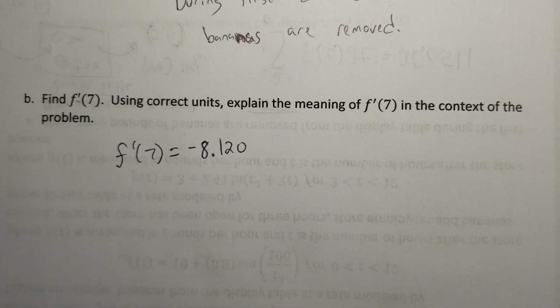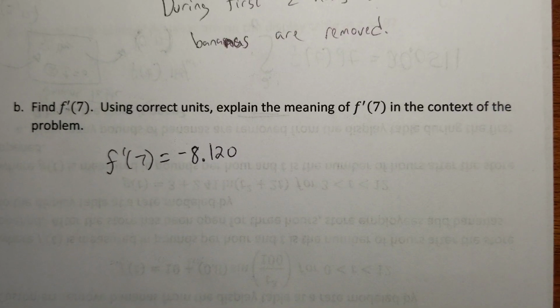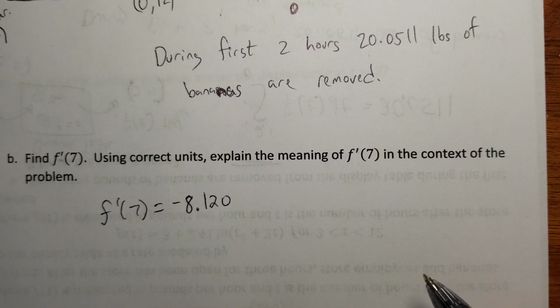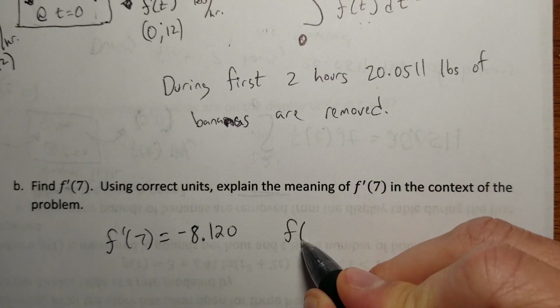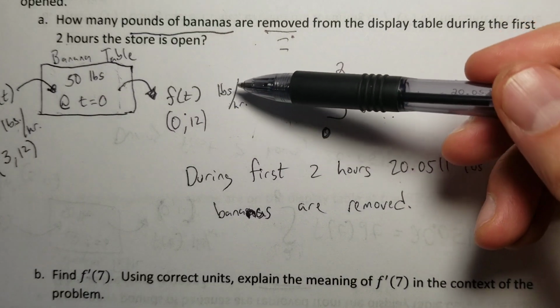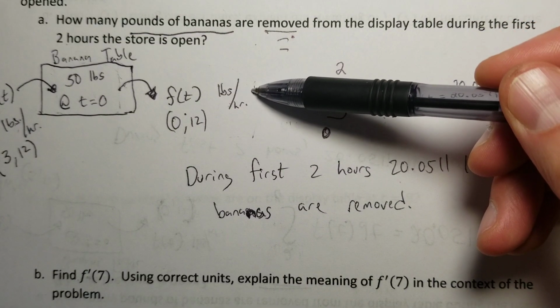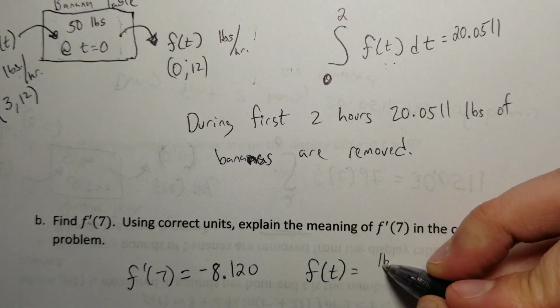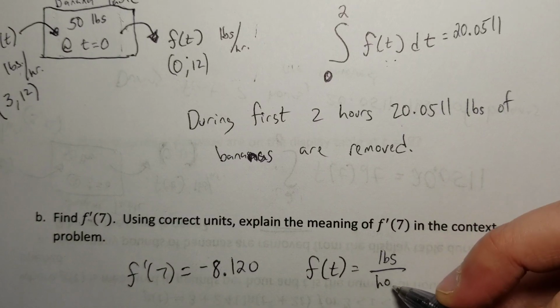Now I think we're ready for the second part. Let's go ahead and read that. It says, using correct units, explain the meaning of f prime of 7 in the context of the problem. So let's go back up and take a look at what f of t is in terms of. F of t is in terms of pounds per hour. So that is pounds per hour.